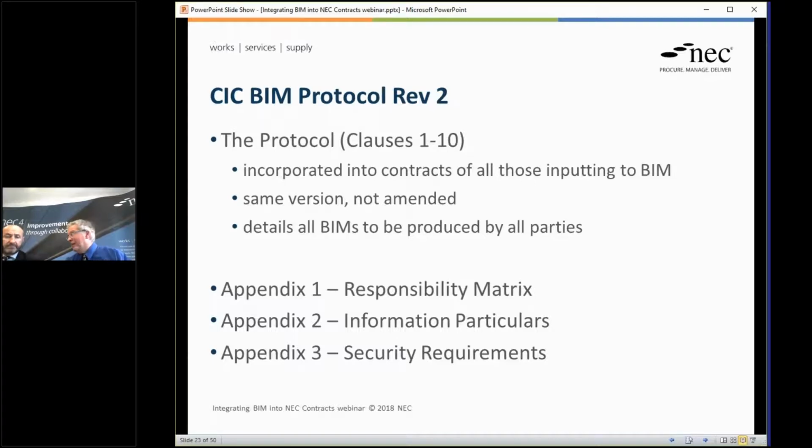And it's more clear, isn't it? Responsibility. I like that. It's a bit of NEC clarity going on here. There's also specific provisions for security, which we're not going to have time to go into, but it's there in Appendix 3.